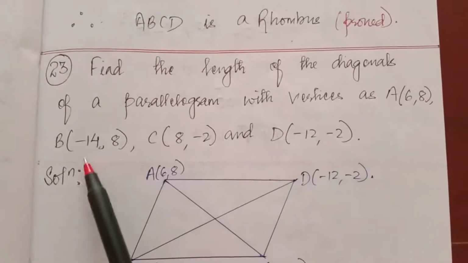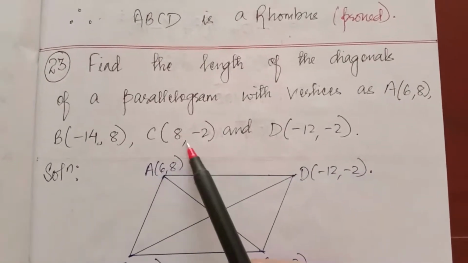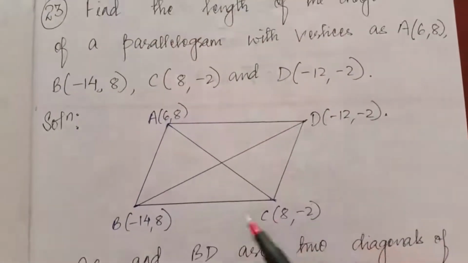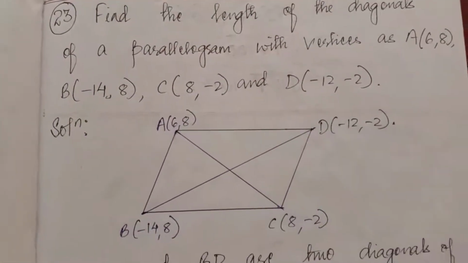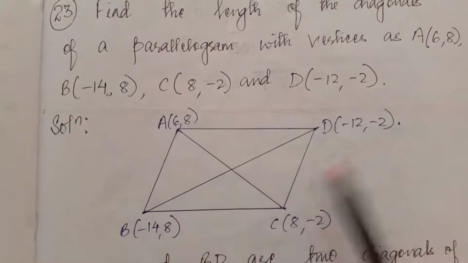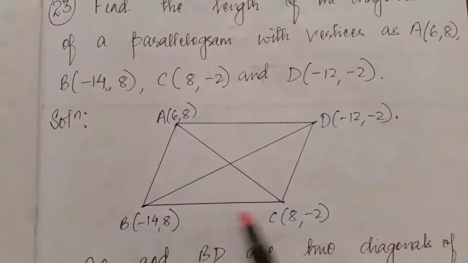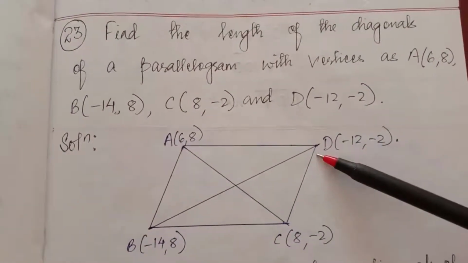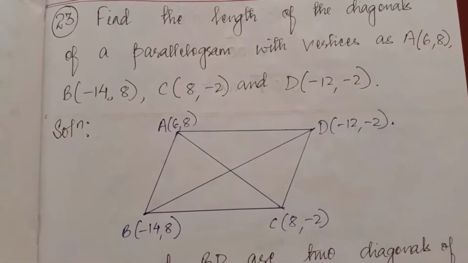Now question 23 is, find the length of the diagonals of a parallelogram with vertices A (6, 8), B (minus 14, 8), C (8, minus 2) and D (minus 12, 2). So this is a parallelogram. You know a quadrilateral is said to be a parallelogram when the two opposite sides are equal, means AD is equal to BC and AB is equal to CD. So it is called a parallelogram.